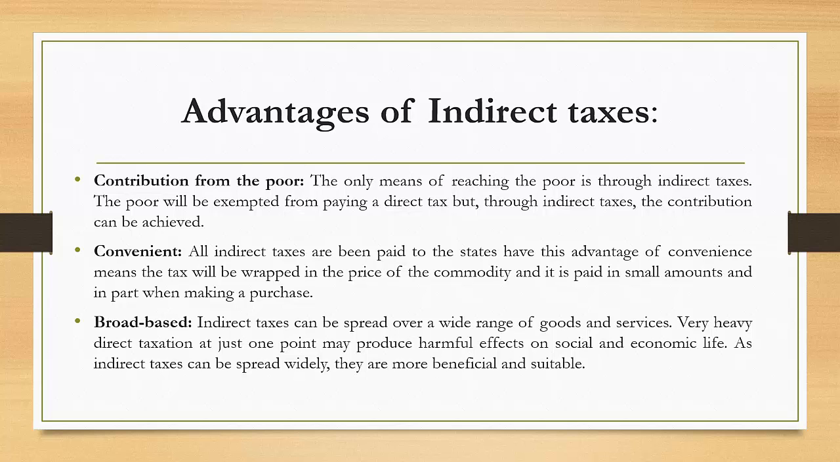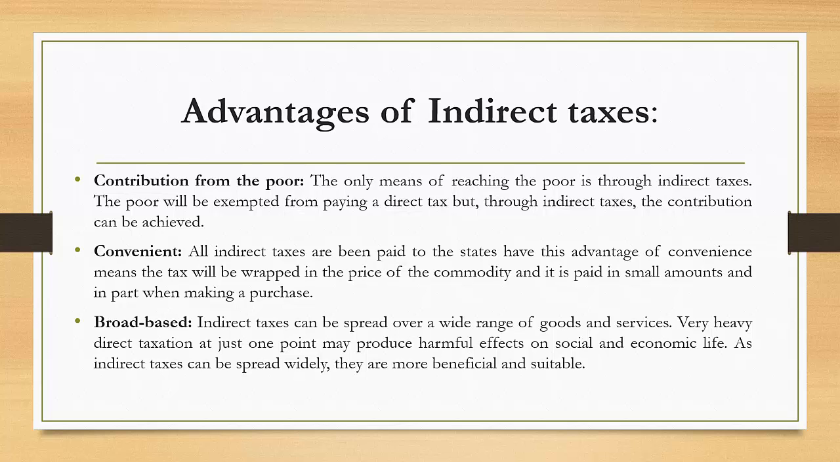They have this advantage of convenience, which means the tax will be wrapped in the price of the commodity, and it is paid in small amounts and in part when making a purchase. So the tax is inbuilt in the price of the product. If you want to buy a television, there will be a tax included in it. You want to buy a mobile phone, cell phone, there will be a tax included in it. You want to buy any electronic product, the tax will be included in the price. So that's why it is convenient for the government to collect revenue through indirect taxes.